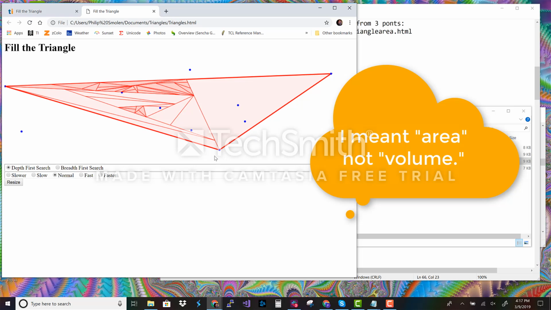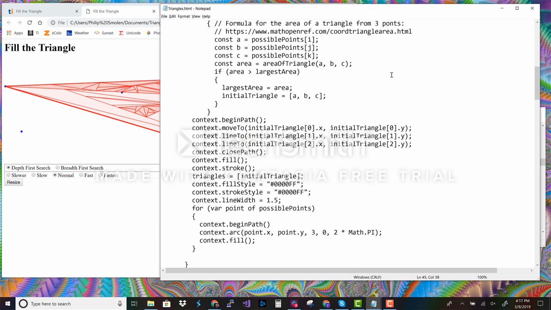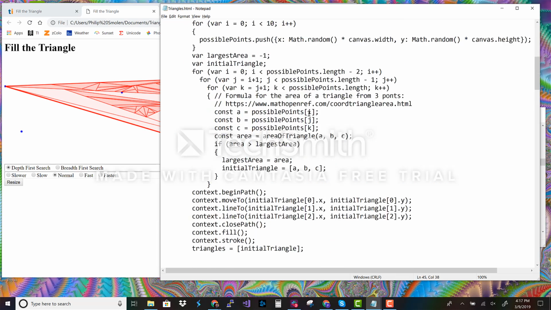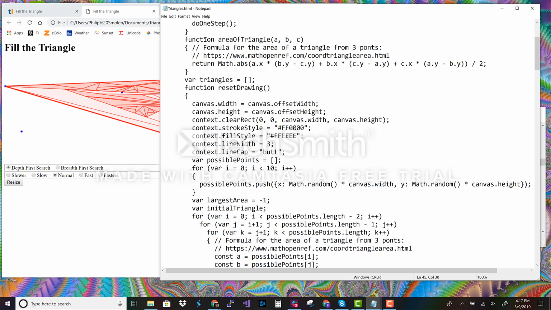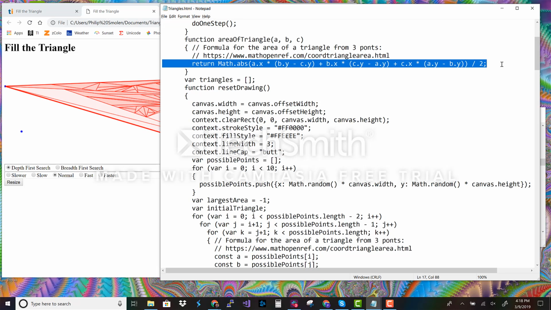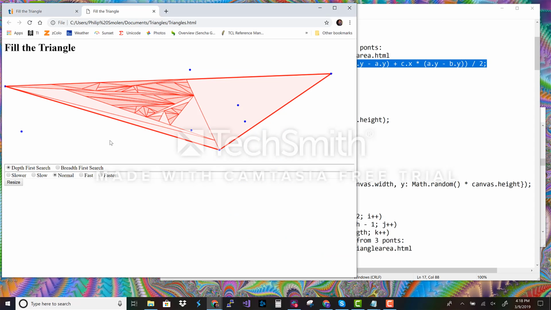You know how to find the area of a triangle with just 3 points? Neither did I, but it turns out that Google does. There it is, area of a triangle. So it's amazing. You don't even have to think. Google to the rescue.